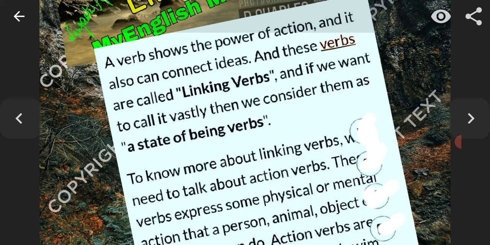Today I explain to you a verb that shows the power of action and it also can connect ideas, and these verbs are called linking verbs. And if we want to call it very vastly, then we consider them as a state of being verb.